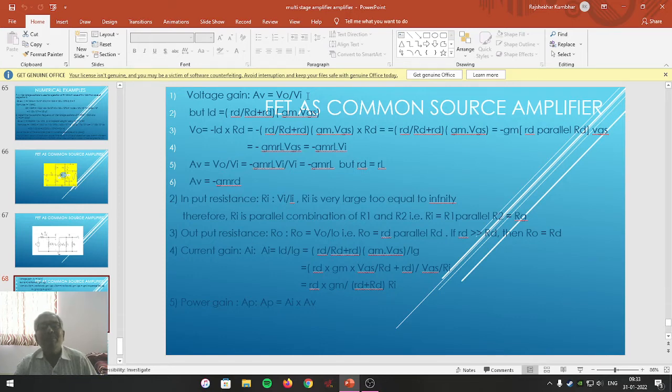To calculate them, we have to calculate the current flowing through the drain.